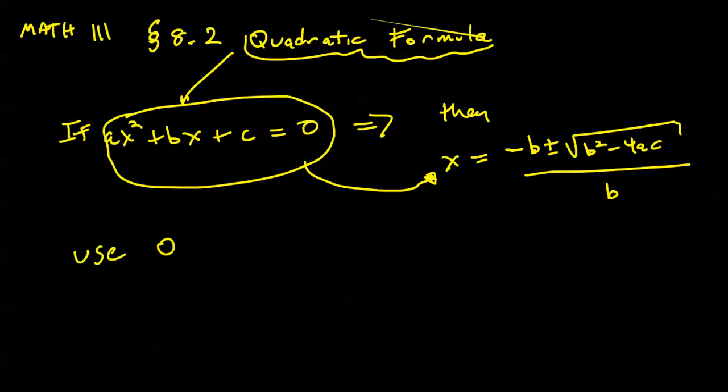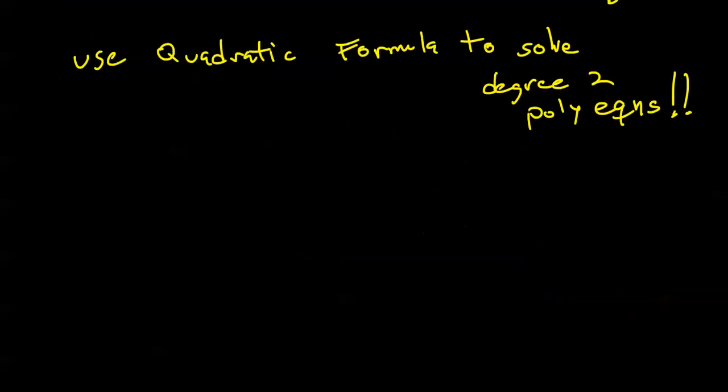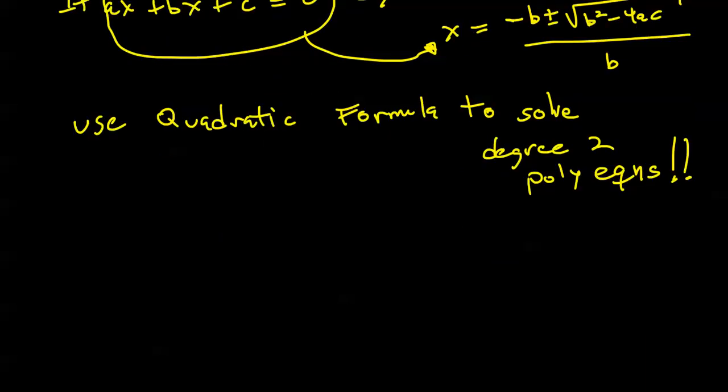So the moral of the story here is we use the quadratic formula to solve degree 2 polynomial equations. And of course you're burning up to tell me that, well, we already know how to solve degree 2 polynomial equations. We solve them by factoring. Well, the idea here is that not every polynomial factors. So I suppose we can always try to solve them by factoring, but if your polynomial does not factor, you're going to have to use the quadratic formula to solve it.